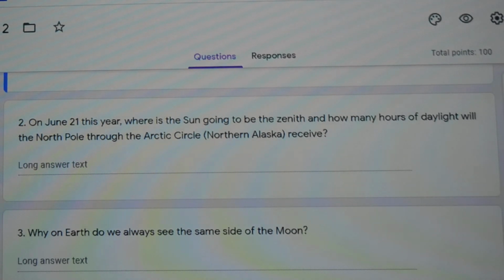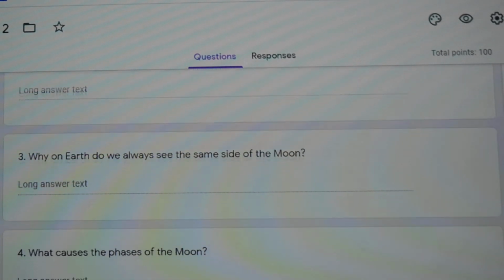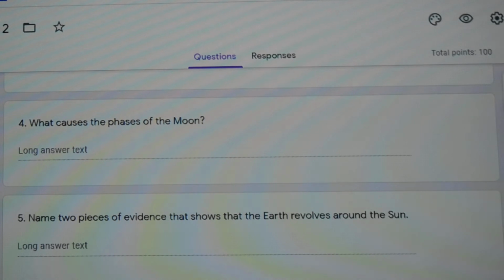Number 3, why on Earth do we always see the same side of the moon? How come we never see what they call the dark side of the moon? Remember, you're using your notes.